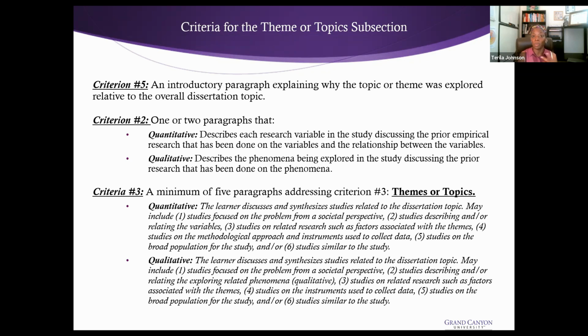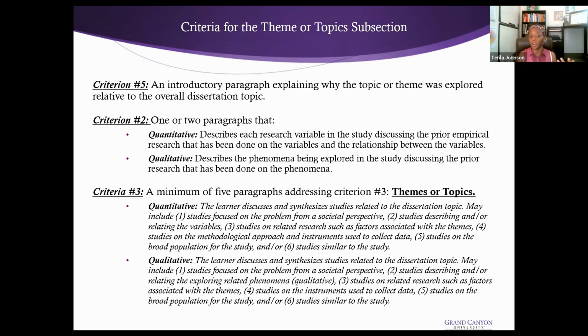Criterion number 3, remember I said a minimum of 5 pages, right? You go in there, it's going to say in the themes or topics, but I mean 5 paragraphs, excuse me. If you structure these this way, you've got paragraph number 1 here in the italics: studies focus on a problem from a societal perspective. Just get it on paper. Not saying it doesn't need to be expanded later on, but you got it on paper. Number 2, second paragraph, studies describing and or relating to the variables. Maybe you can't get that done in 1 paragraph. Great. If you get more paragraphs, you're closer to that 30 pages, all right?